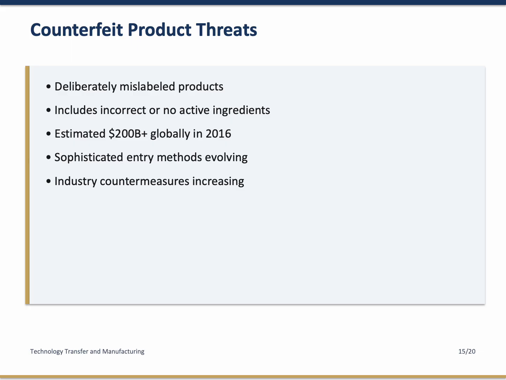Counterfeit drug sales alone are estimated at more than $200 billion globally in 2016, an increase of more than 180% since 2010, creating a thriving secondary and gray market worldwide. Methods by which these products enter the supply chain are growing more sophisticated and complex. Industry countermeasures include government cooperation, product seizures, legal prosecution, and supply chain security technologies.